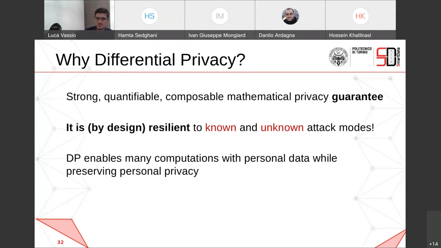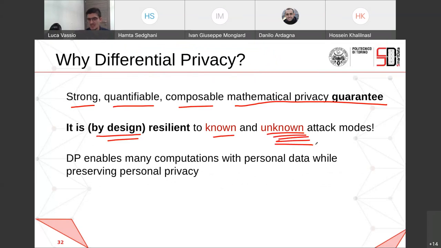And differential privacy is important because it provides mathematical privacy guarantees that are strong, quantifiable, and composable. I will explain what the term means. And it is by design, so you can actually mathematically prove that it is resilient to known and unknown attack modes.